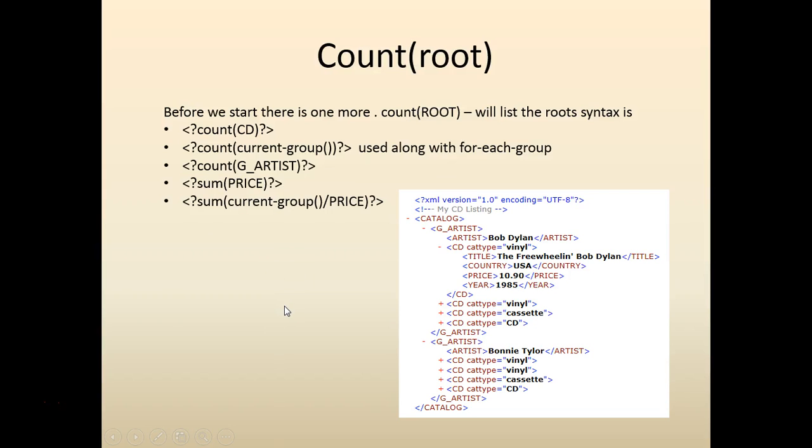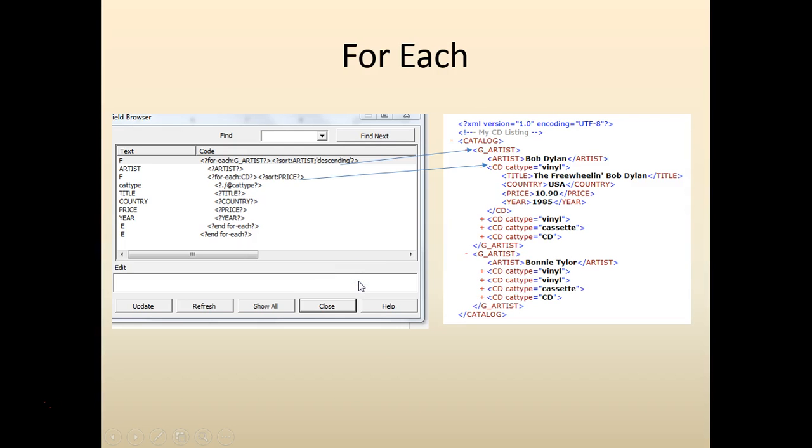There are a few functions available to help you get some additional details. Count of the root element would give you how many CDs are available under that parent. Count of current group, which goes along with the for each group, will give you a count of how many current groups are available. Count of G artists will give you the count of how many G artist elements are available. Sum of price would give you the total sum. Sum of current group slash price would give you the total price per group. Let's look at for each just to see one more time.